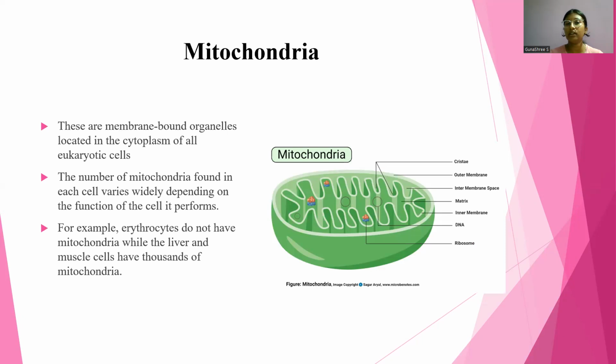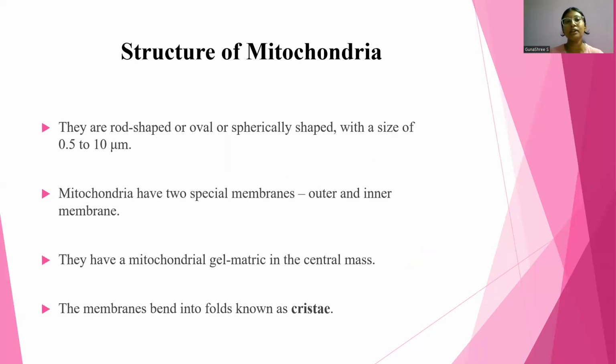Moving on to the next organelle, mitochondria. These are membrane-bound organelles located in the cytoplasm of all eukaryotic cells. The number of mitochondria found in each cell varies widely depending on the function the cell performs. Erythrocytes are one of the examples. They do not have mitochondria, while liver and muscle cells have thousands of mitochondria present in them.